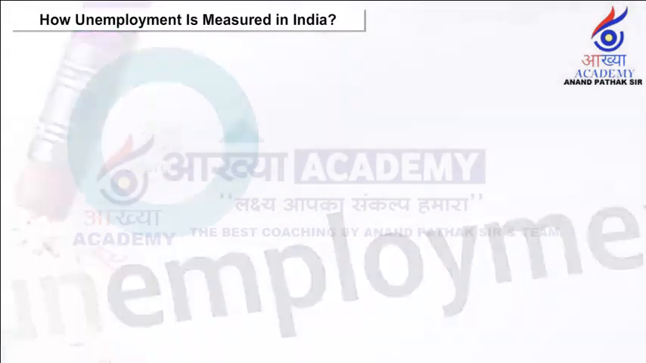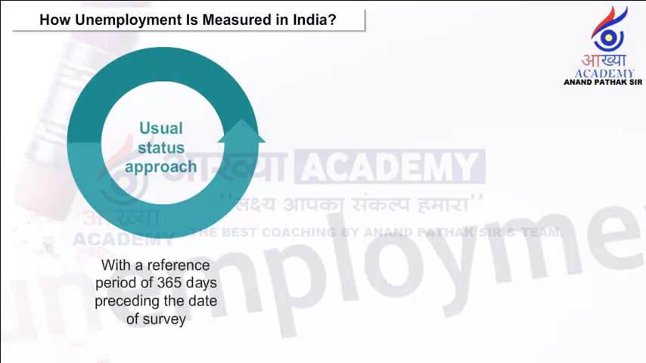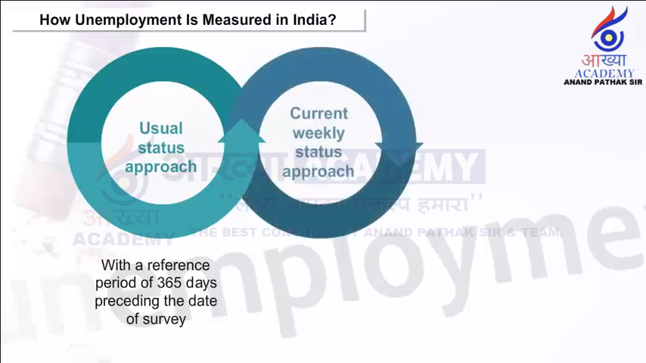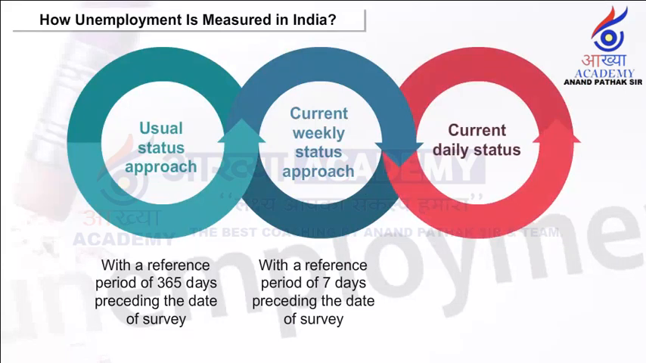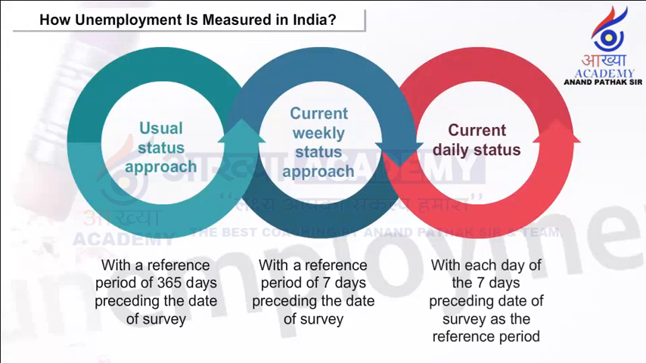These are the usual status approach, with a reference period of 365 days preceding the date of survey, the current weekly status approach, with a reference period of 7 days preceding the date of survey, and the current daily status, with each day of the 7 days preceding the date of survey as the reference period.